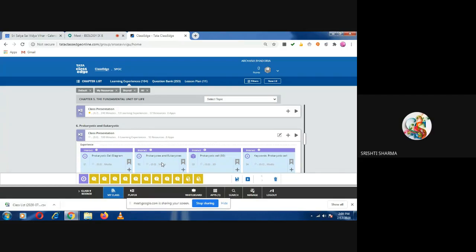Anyone, any other difference if you know? Otherwise, we'll start. Ma'am, in eukaryotic cells, cell organelles are bounded by a nuclear membrane, and in prokaryotic cell organelles are not bounded by a nuclear membrane. No, don't say nuclear membrane. You just say membrane bounding is not there. Okay, the membrane bound cell organelles are not present in prokaryotes, and in the eukaryotes, the membrane bound cell organelles are present. Okay, very good.